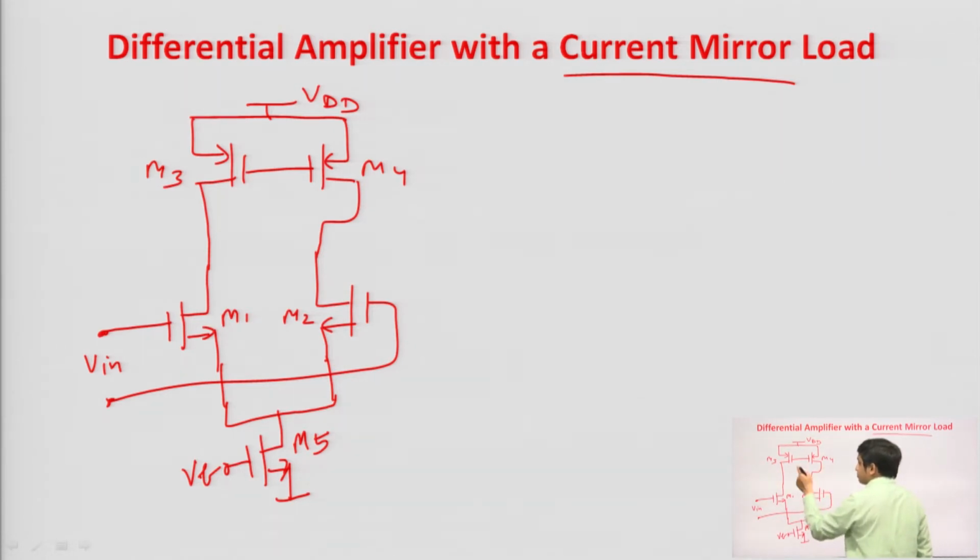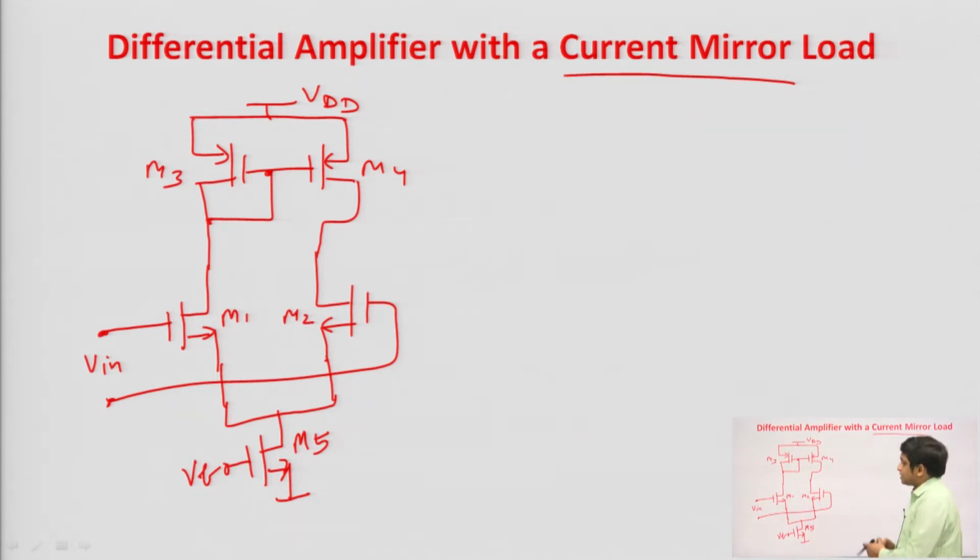If M3 is to be diode connected, it means that the gate and drain of M3 should be shorted. So, M3 is diode connected. This M3 and M4 transistor forms a PMOS current mirror. M1 and M2 are the input transistors and M5 is the current source, right. We can connect a current source also, but this M5 is acting as a current source, and this bias voltage VB is applied such that M5 should be in saturation region, right.